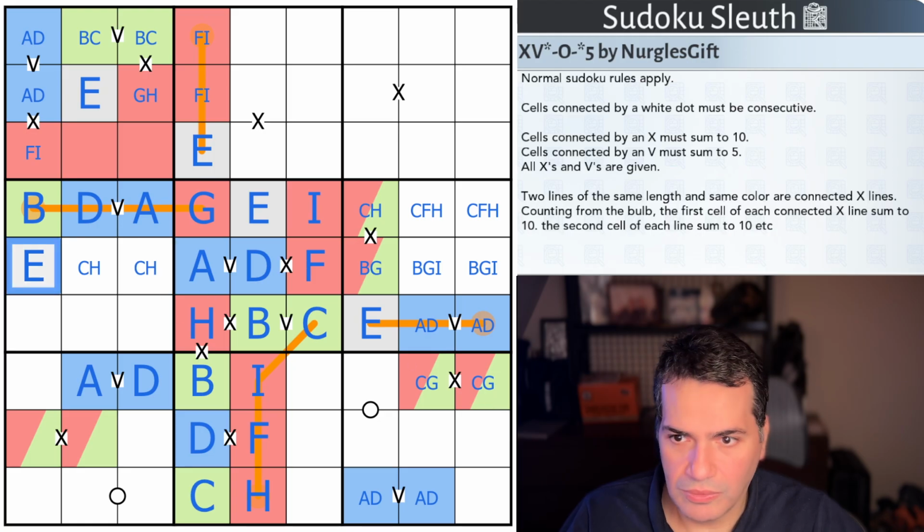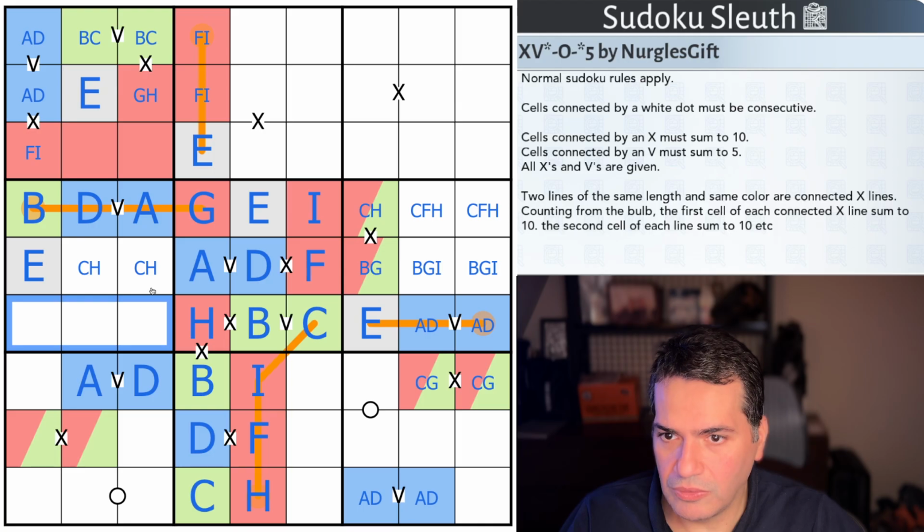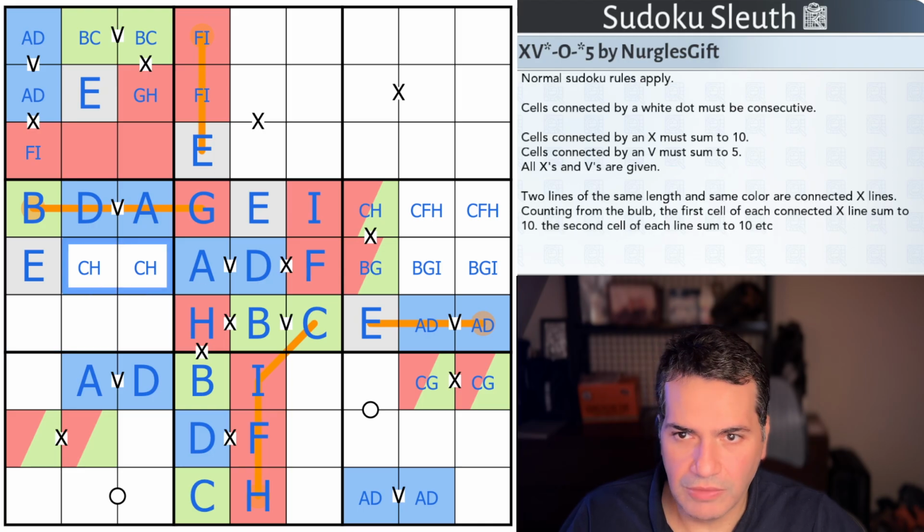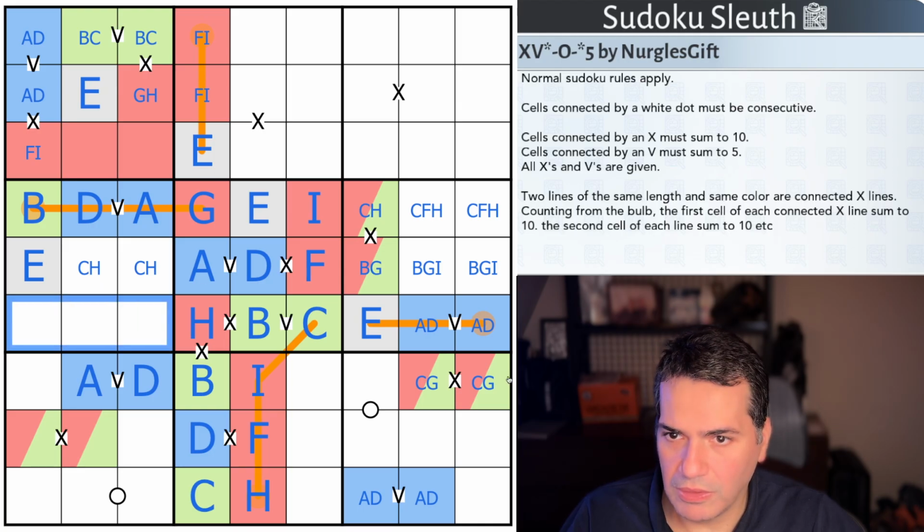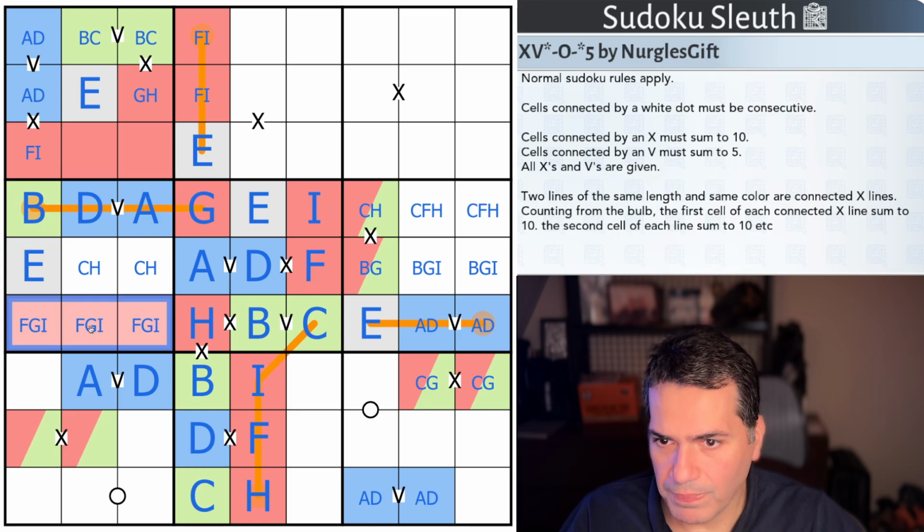This is that. C and H, they don't have a problem. I'm not going to color that. Therefore, these are all reds. And it's not H, it's F, G, I. Not I, not F.